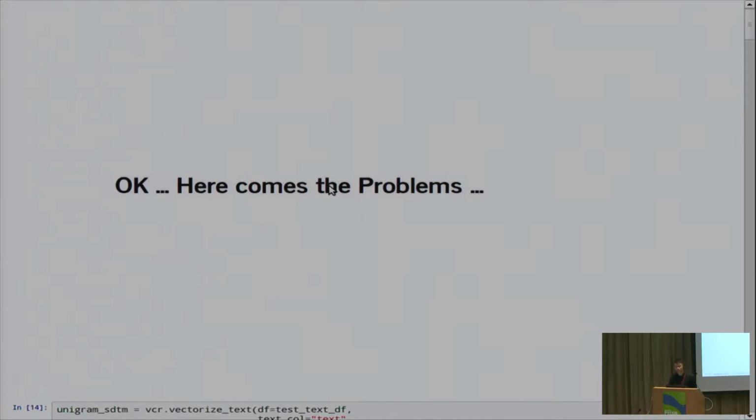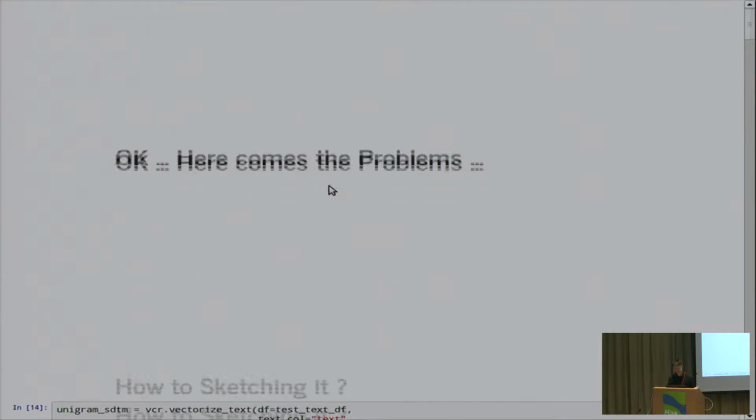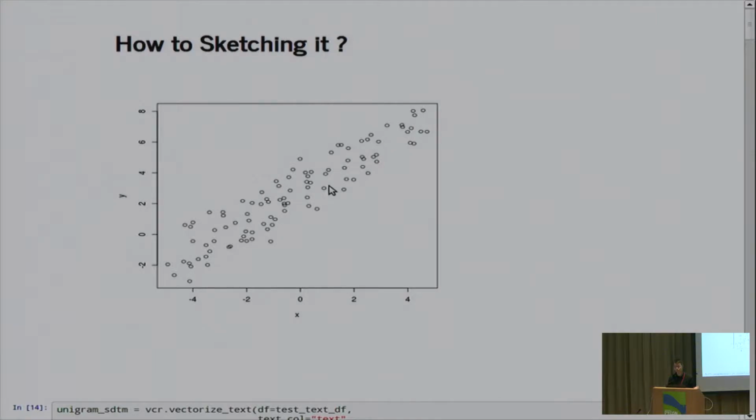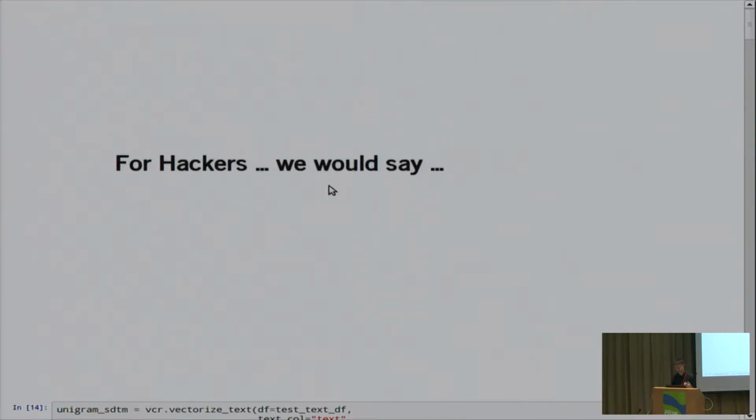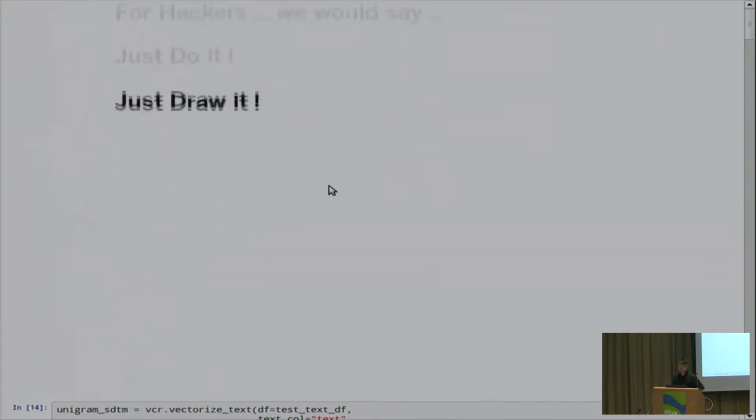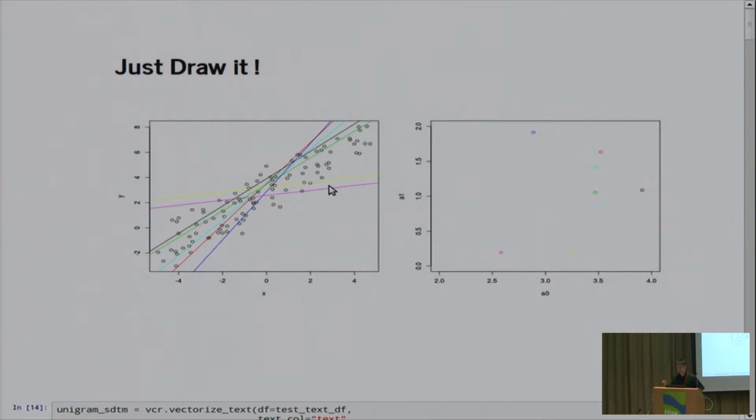Okay, here comes the problem. I say that data analysis or mathematical modeling is very similar to sketching, and how are they similar? Here is two-dimensional data, and how do we draw a picture to sketch the data? I know there are a lot of hackers here. For hackers, we will say just do it. You just draw and find what is the best picture. This is the spirit of a hacker.